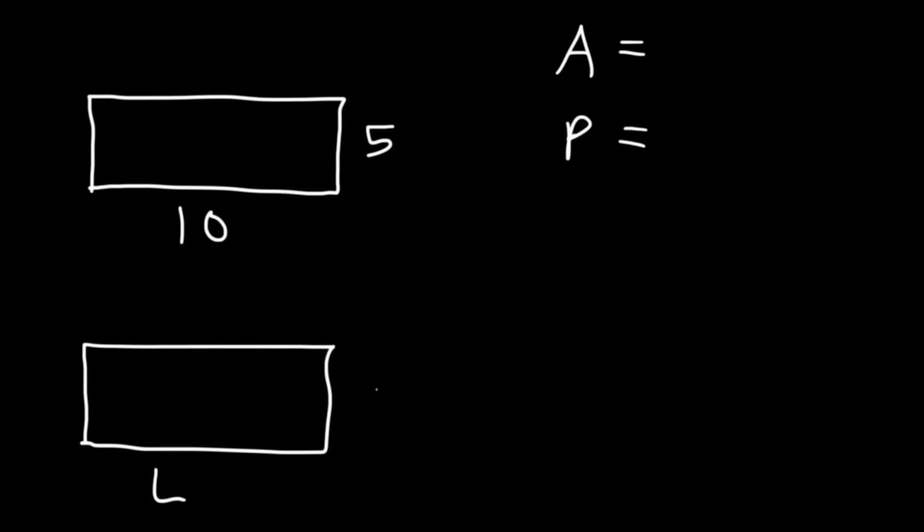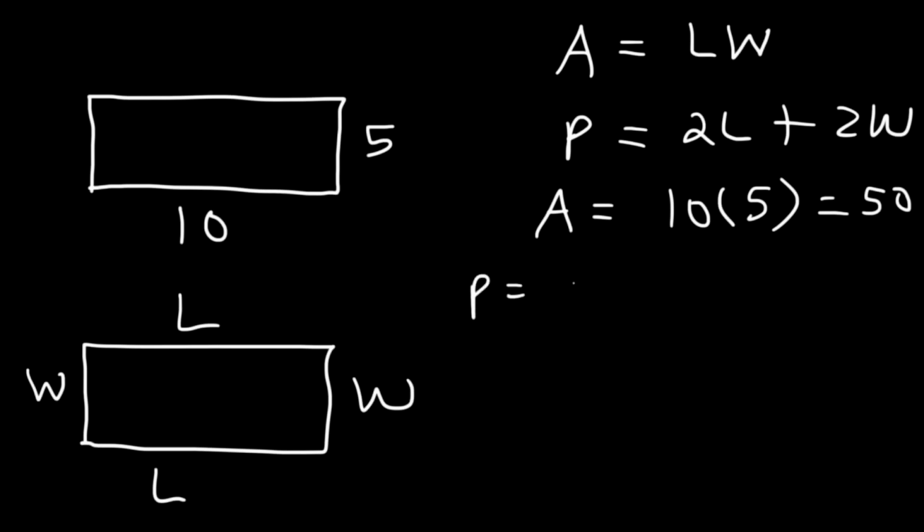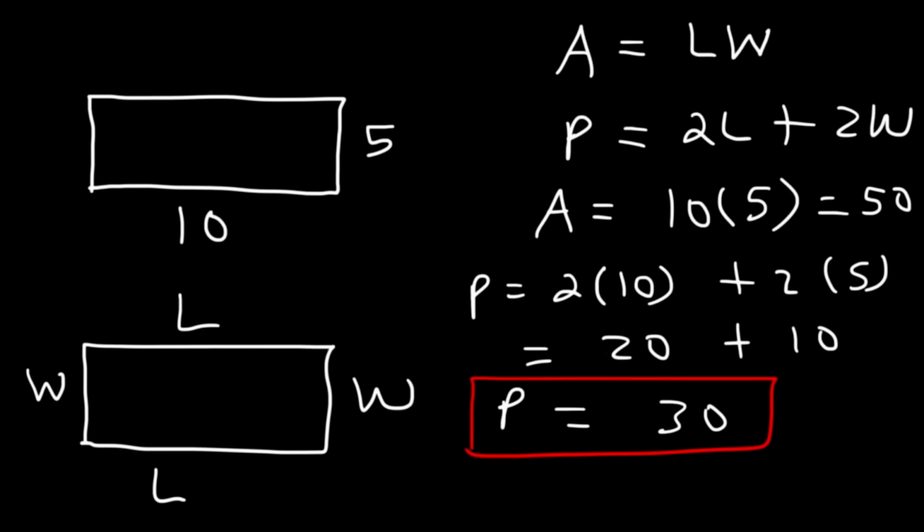So this is the length, this is the width. This side is also the width and this is the length. The area is simply length times width. The perimeter is 2L plus 2W. So the area is going to be 10 times 5, so it's 50 square units. The perimeter is going to be 2 times 10 plus 2 times 5. 2 times 10 is 20, 2 times 5 is 10, 20 plus 10 is 30. So the perimeter is 30 units long, and the area is 50 square units.